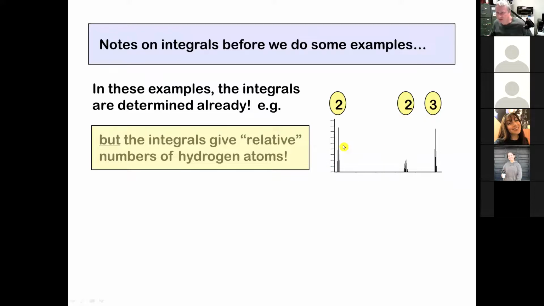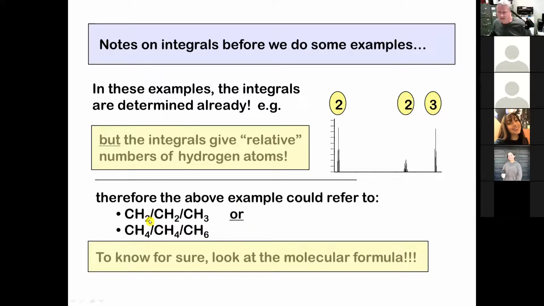So this could be totally CH2, CH2, CH3, right? But what if the number of protons is 14? I say, oh yeah, this molecule has 14 protons in it. Then it wouldn't be CH2, CH2, CH3, it would be CH4, CH4, CH6, right? Because integrations are relative, not absolute. The way to know is to look at the molecular formula. Don't just look at these and say automatically 2, 2, 3. It could be 4, 4, 6, okay? So we'll see examples of this in a second.